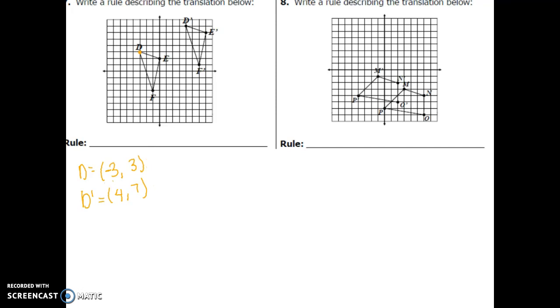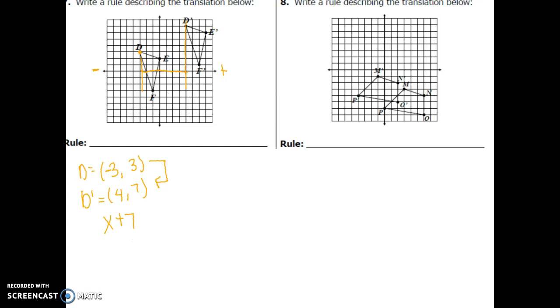So I have to find how we went from these coordinates to these coordinates. There's a couple ways you could do this. I think the easiest way would just be to count them. I'm going to count how many it moved in the X direction first. We have to get from here to here, so we count 1, 2, 3, 4, 5, 6, 7. So my X moved 7 in the positive direction. This is positive for my X, this is negative. So I'm going to say that was X plus 7.